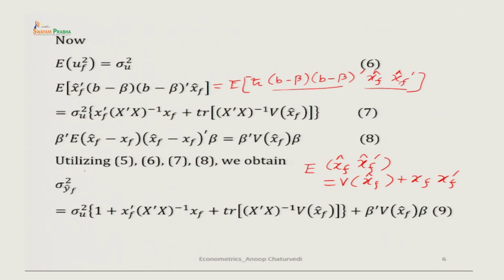Then utilizing all these results, we obtain σ²ᵤ[1 + x_f' (X'X)⁻¹ x_f] + trace[(X'X)⁻¹ V(x̂_f)] + β' V(x̂_f) β. So, finally, you obtain this expression for the variance of the forecasted value ŷ_f.